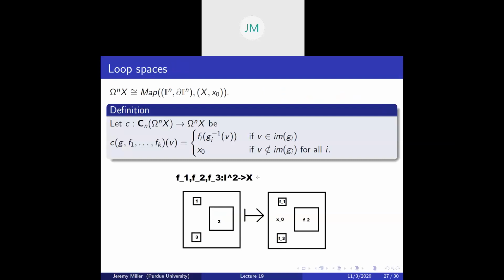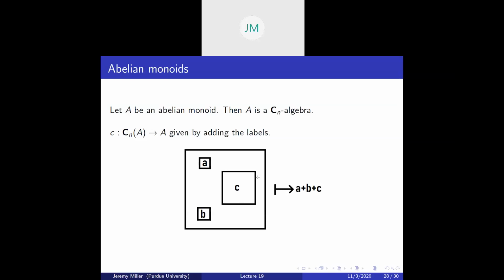Yeah. So that's how loop spaces are CN algebras. Abelian monoids are CN algebras. So if you have cubes labeled by elements in an abelian group, you just add them all up. So we need cubes labeled by elements in an abelian group. We need a map to the abelian group. You just add them up. Here, maybe it's fine if A has topology. Like this will be continuous.